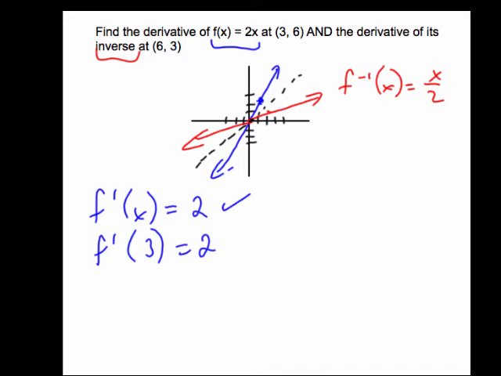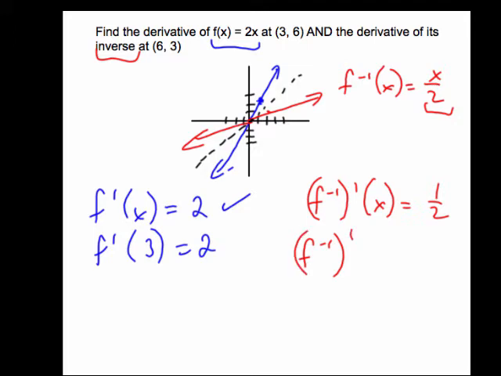Now if I do the derivative of the inverse, the notation here is a little tricky. So the derivative of the inverse, which I can write like that, would be 1/2. And so the derivative at the point I'm asked about, which is 6, is also 1/2. And what I'm going to be driving at here is, do you notice a relationship between the slope of the 2 points I've selected, here and here? Is there a relationship between the two?